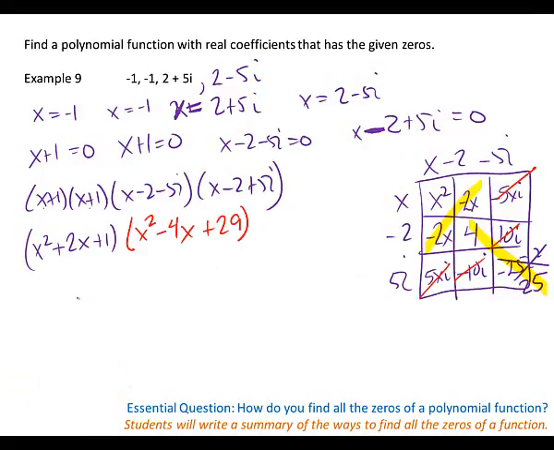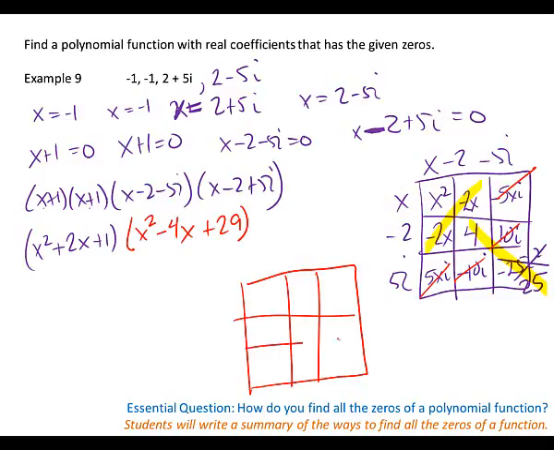All right, guess what? We've got another 3 times 3, right? Again, it's not hard. This is a tedious thing, right? We know how to do all of these steps. We've done them all before, just not as long. So I'm going to put my x squared plus 2x plus 1 on the top and x squared minus 4x plus 29 down the side.